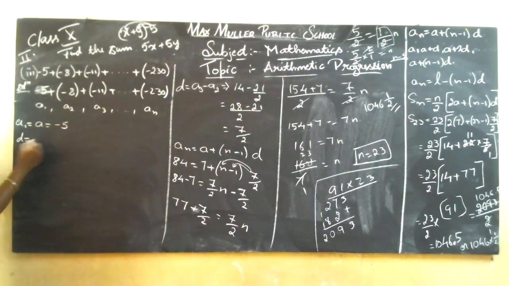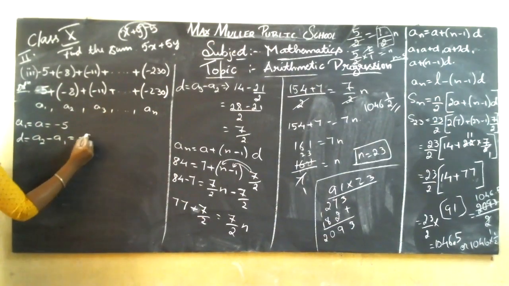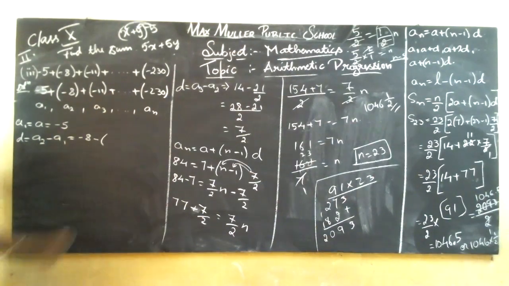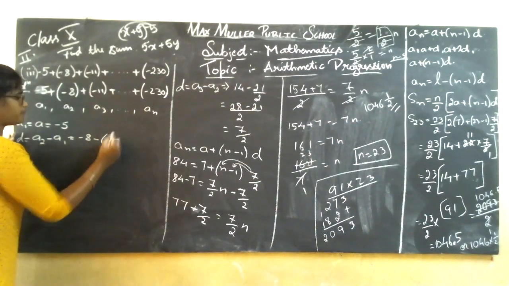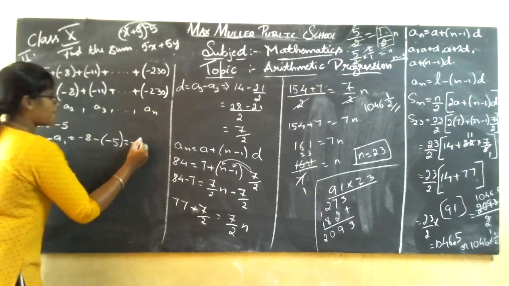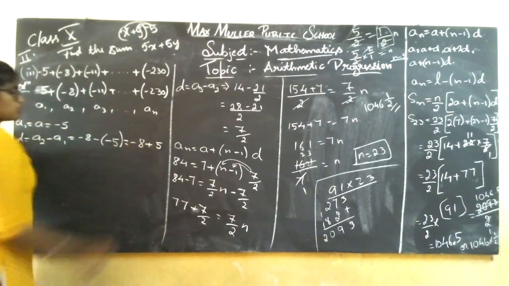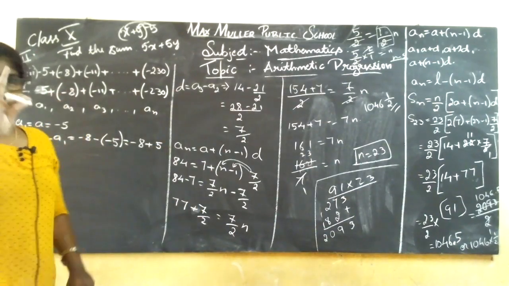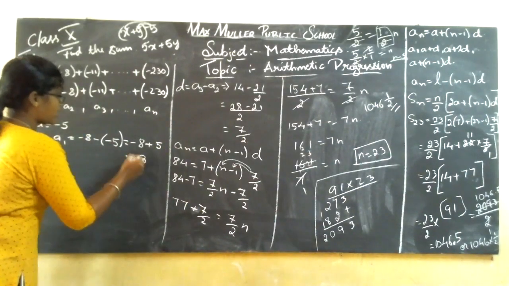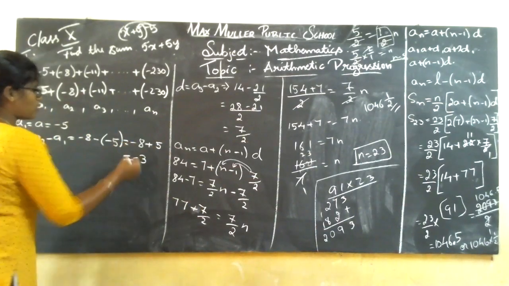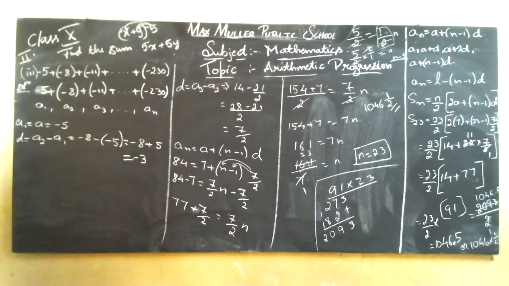Now I want D. D is equal to A2 minus A1, which is equal to, A2 is how much? Minus 8. Minus of A1, how much? Minus 5. What happens? Minus 8 minus into minus is plus 5. So in 8, if 5 goes, how much is left? 3. Which is the greater number? 8 is the greater number. So what sign do you put? That is minus 3.